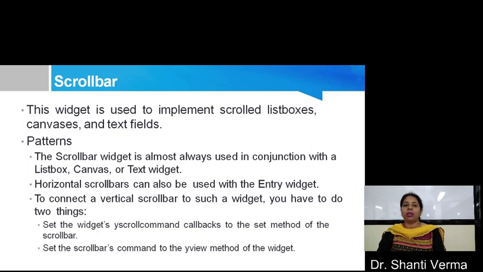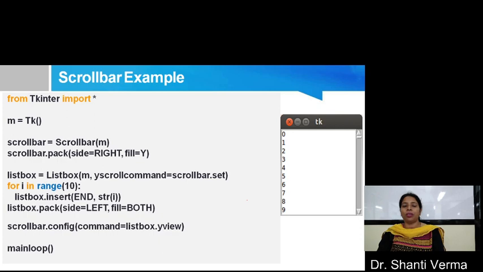First, set the widget's y scroll bar command callbacks to the set method of the scroll bar, and the second thing you have to do is set the scroll bar command to the view method of the widget. Let's take a demo of this scroll bar.